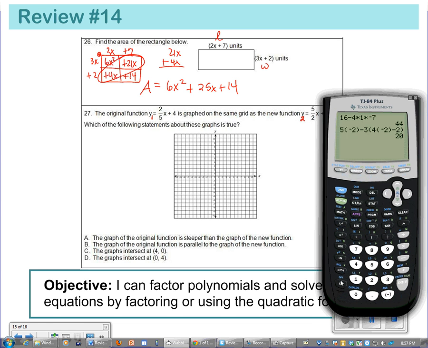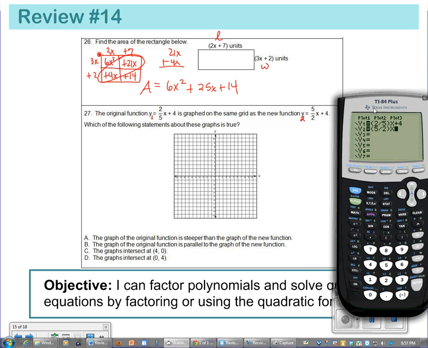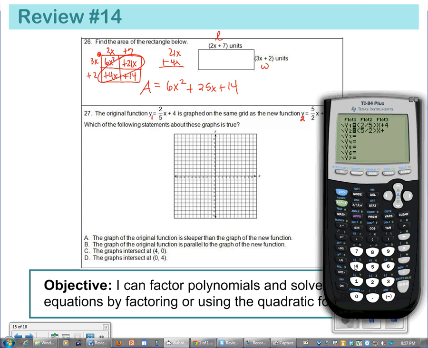So my first equation will be with y1. Let's clear everything out. We type in 2/5, so 2 divided by 5. I like to put my fractions in parentheses. X and plus 4. And my second, y2, we're going to put 5 divided by 2. X, and this is also plus 4.